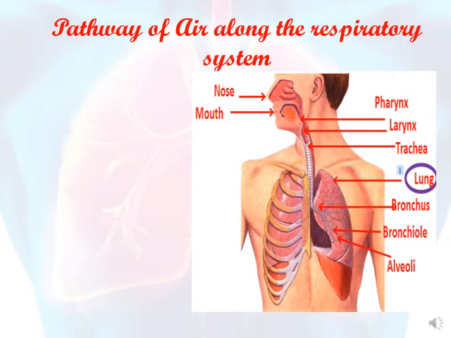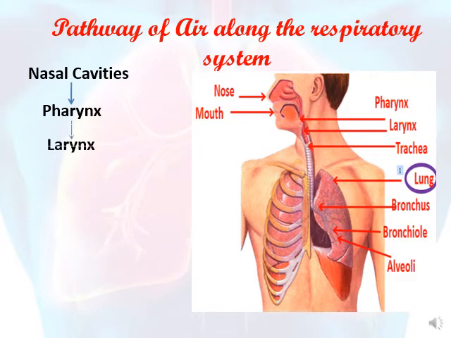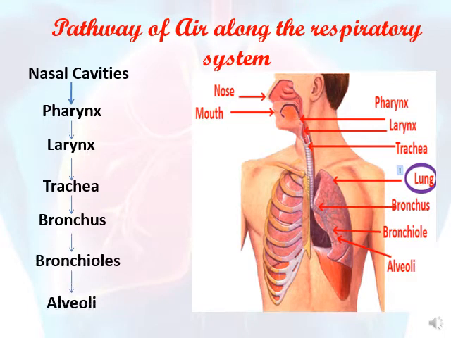Now we will determine the pathway of air along the respiratory system. So this, you have to know it. The air enters the nose through the nasal cavities and then to the pharynx, to the larynx, to the trachea, to the lungs, bronchus, bronchioles, and finally to the alveoli. So this represents the pathway.